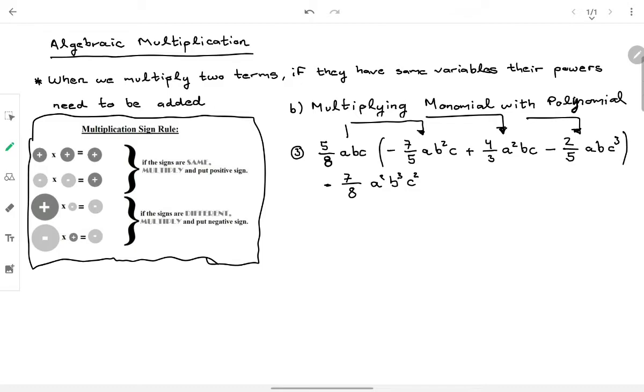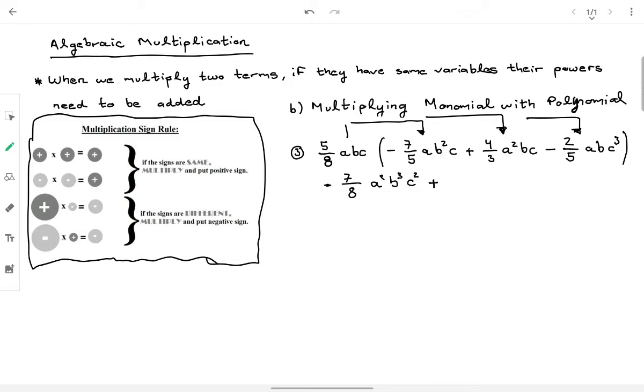The next one is going to be a positive result because it's positive multiplied by positive. We can also simplify the 8 with the 4. We will get only a number 2 at the bottom.